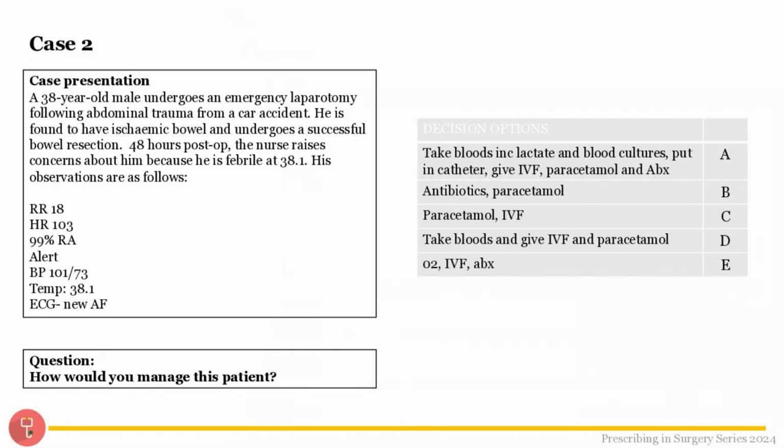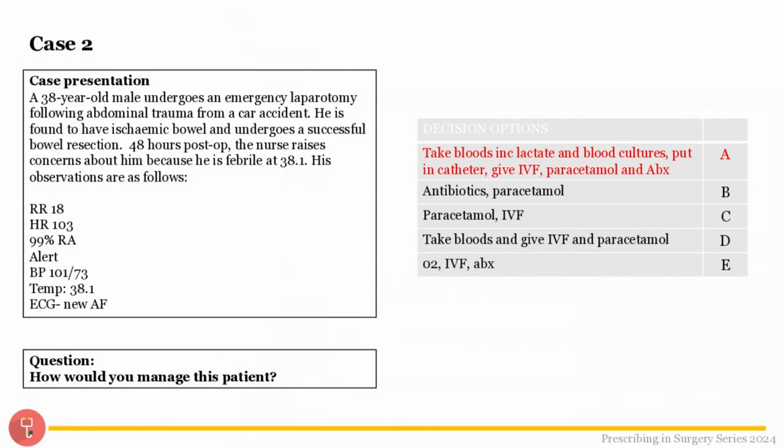Okay, so it looks like we've got this one right this time. Well done. So this is a classic case of sepsis. We've got a patient who's tachycardic, hypotensive, pyrexial, all cardinal signs of sepsis, and he's also got new AF, which is another classical sign. With all sepsis situations, we want to follow the sepsis 6, which is 3 in and 3 out. 3 in being your oxygen, your IV fluids, and your antibiotics, and 3 out, we want to take lactate and a full set of bloods, blood cultures, and a urine. So you want to put a catheter in.